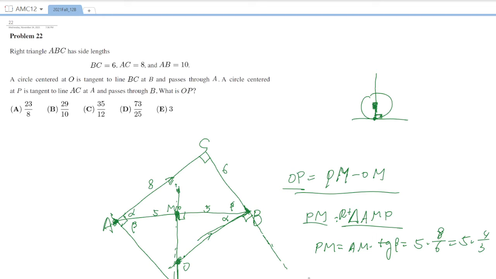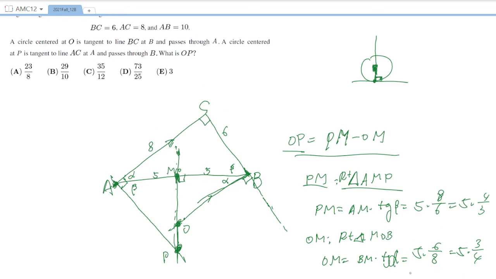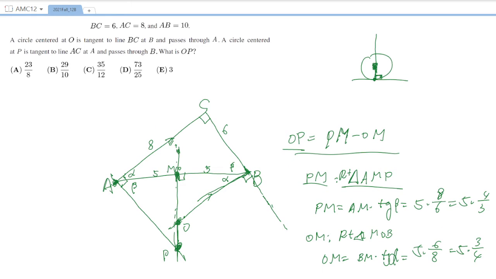The same thing for OM, in the right triangle MOB. OM is equal to BM times tangent alpha, which is 5 times 6 over 8, is 5 times 3 over 4. So now OP is 5 times (4 over 3 minus 3 over 4). That is 5 times 7 over 12, which is 35 over 12. This is fairly simple. The answer is C.